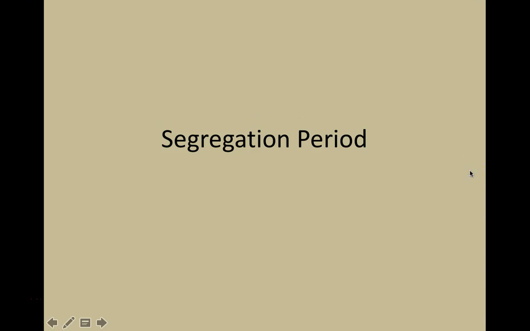Hi, everyone. This week, I want to get into a period known as the segregation period. This runs from the Union of South Africa in 1910 until the election of 1948, when the National Party became the dominant entity in the South African government, and apartheid was put fully into place.